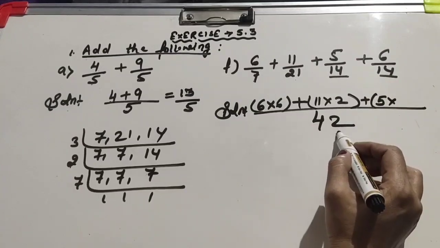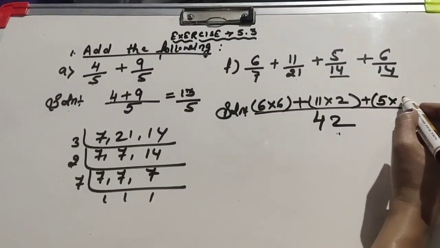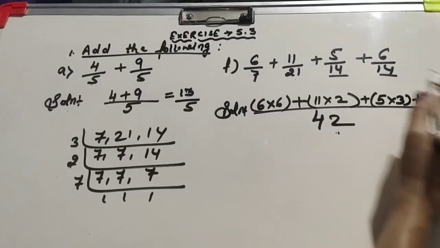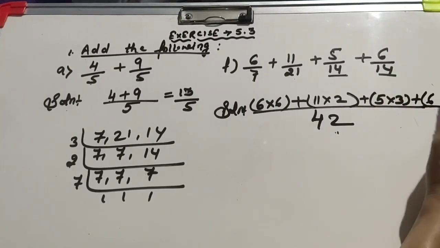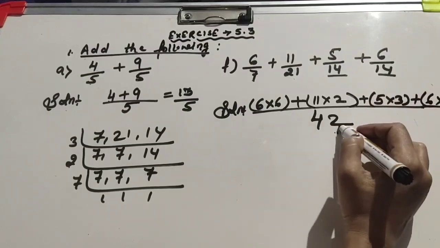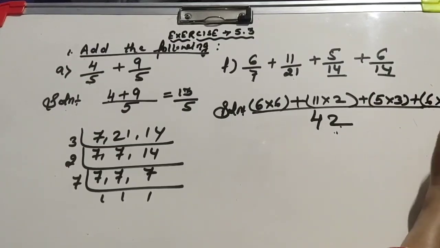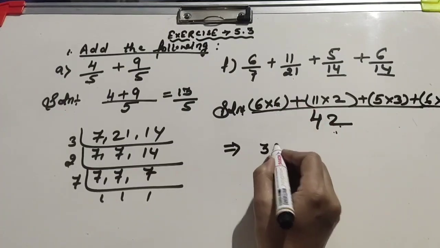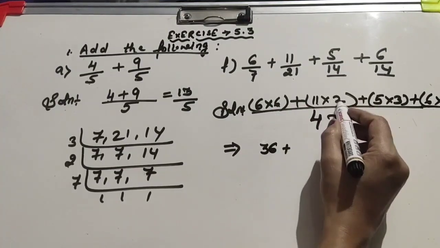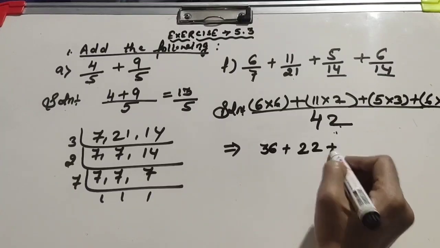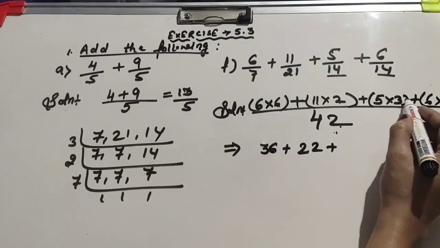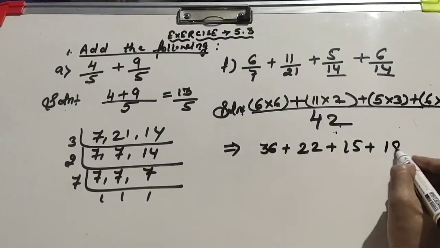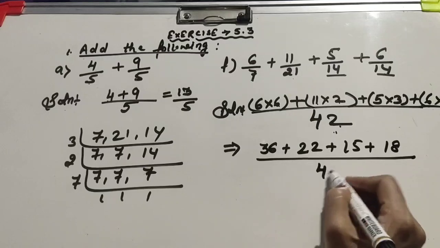In the 14 table, 42 will come how many times? It will come 3 times, just write here 3, addition sign, bracket, just write 6 multiplied by 14, table 42 will come 3 times, bracket close. Now just you have to multiply: 6 6s are 36 plus 11 2s are 22 plus 5 multiplied by 3 is 15 plus 6 3s are 18 by 42.